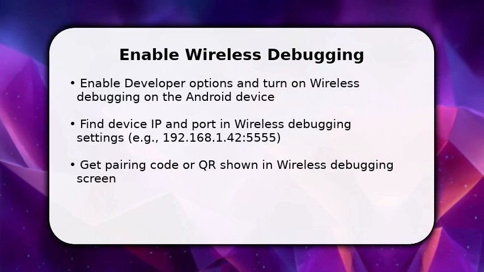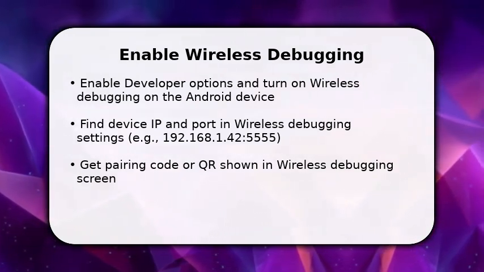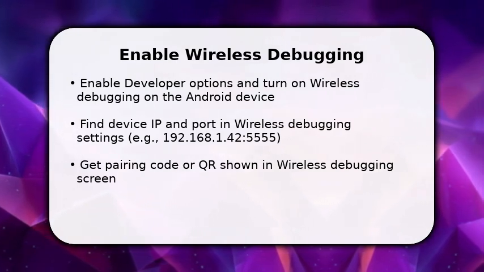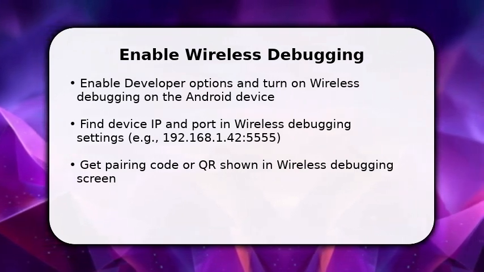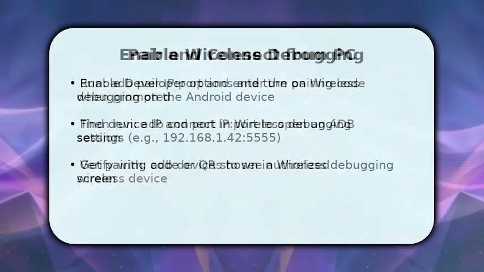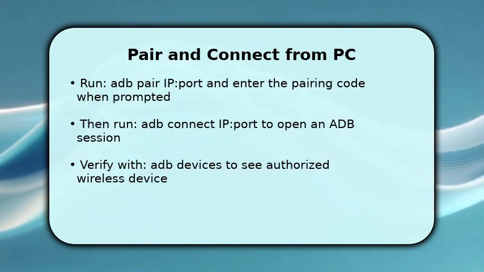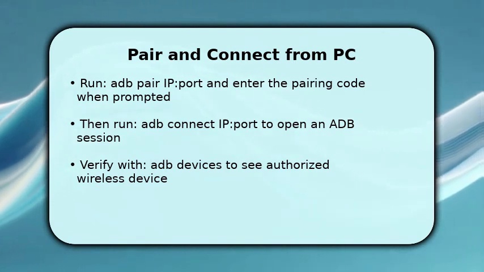Then capture the pairing code, or QR, immediately. This is the short-lived credential used to authenticate. Once you have IP, port, and the pairing token, you are ready to initiate a secure pairing from your development machine. You run adb pair with the IP and port shown on your device and type the pairing code when prompted. This establishes a short-term authenticated link.